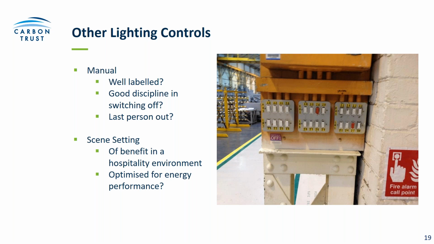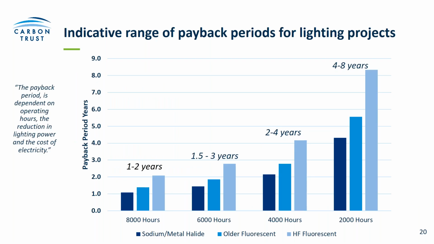So in terms of the financials then on lighting improvements, we looked at this chart within the webinar for lighting itself. This is looking at the payback periods for lighting projects. This is moving from the technologies listed at the bottom of the slide there to LED sources. So potentially you could be moving from sodium or metal halide solutions to LED, or from older T8 style fluorescent to LED, or indeed from high frequency fluorescent to LED. So that's the different colors there in the chart.